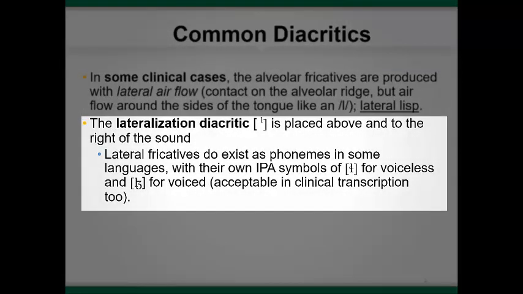Lateralization is transcribed by adding a small superscript letter L above and to the right of the phoneme symbol. While not phonemes in English, these lateralized fricatives are actually phonemes in some languages, so you may also transcribe them using their IPA symbols rather than the diacritic. You use an L with a small loop in the middle for the voiceless version, and a joined L and J for the voiced version.